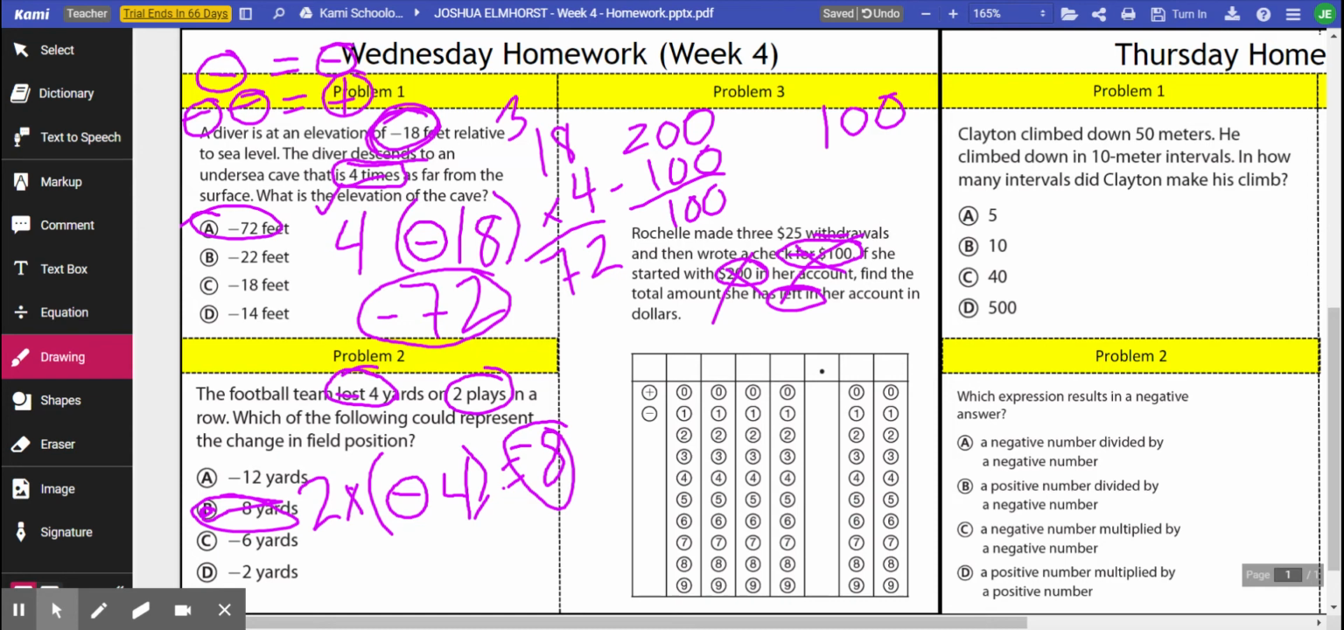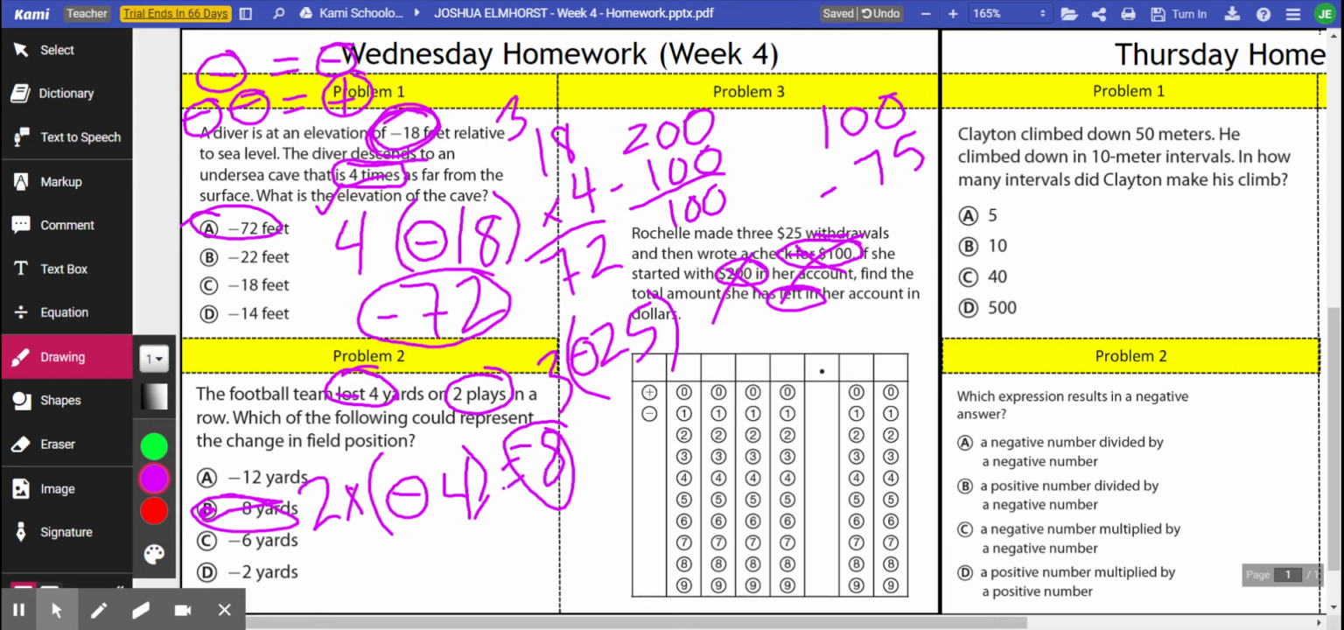So now let's look at the three withdrawals of $25. So that pretty much means negative 25. We're taking out 25, negative 25, and then negative 25. It happens 3 times. So you could put all those together, or there's another way to do this. We could use our multiplication that we learned this week. So 3 times 25 is 75. And out of these two multiples, there's only one negative, so our answer is negative. So 3 times negative 25 gives us negative 75.